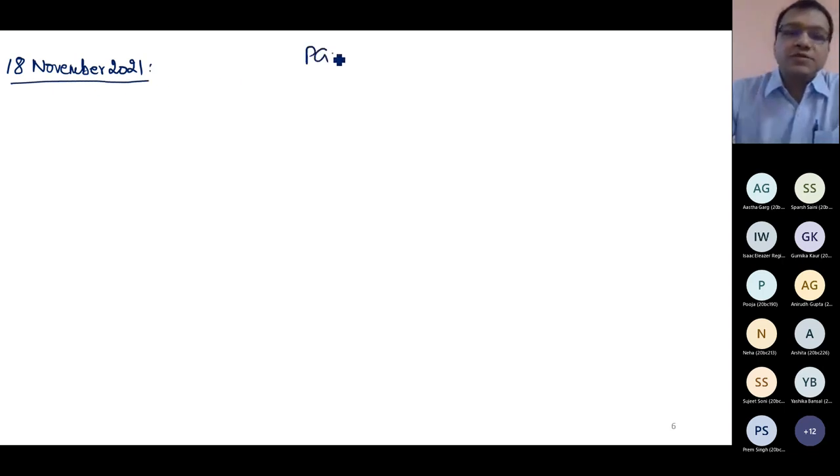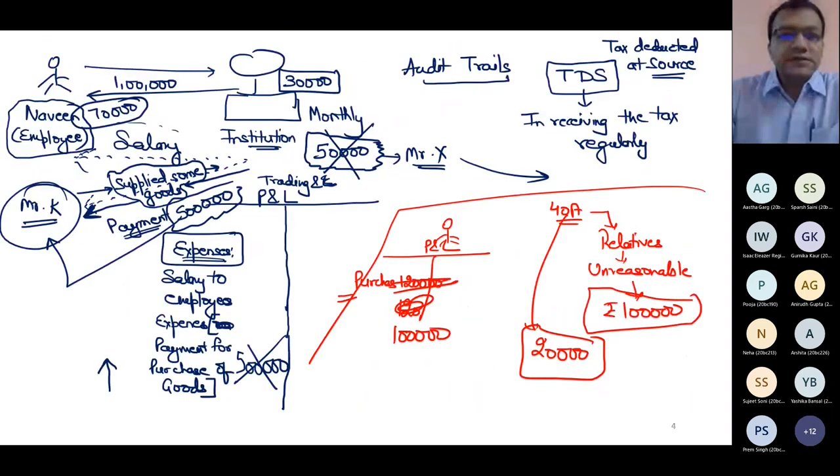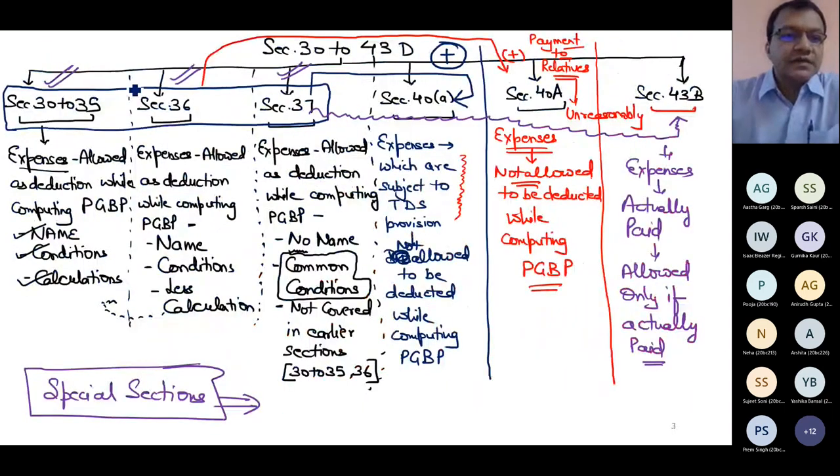So we are continuing PGBP. That was the discussion in last class. These categories 1, 2, 3, 4, 5, 6, those categories I simply made to make sure that the structure of PGBP becomes clear in your mind. Now I will start discussing these as far as their provisions are concerned.